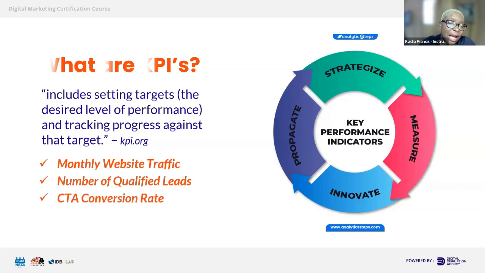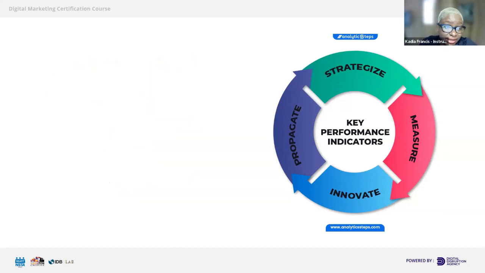So some examples of KPIs are monthly website traffic, or downloads to your app, the number of qualified leads, say for instance you have an email list, how many people are signing up for your email list, your CTA conversion rate. So how many people complete an action, which means that they clicked on your link and signed up for a thing, right? These are very solid KPIs.